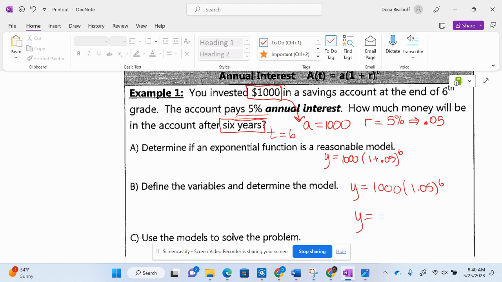So 1,000 times 1.05 to the power of 6. And after 6 years, I have $1,340. And if I round up, 10 cents.